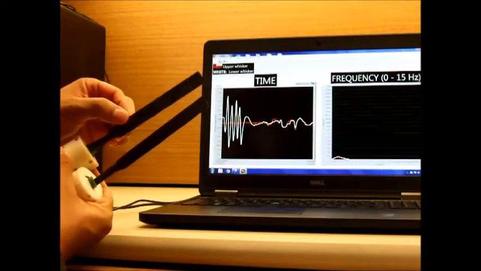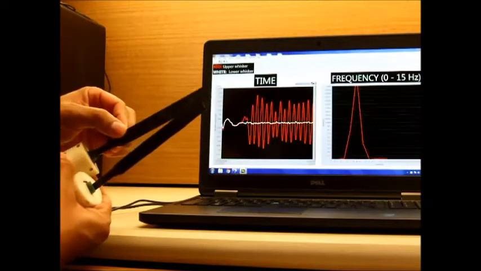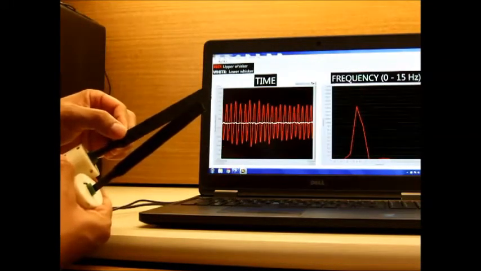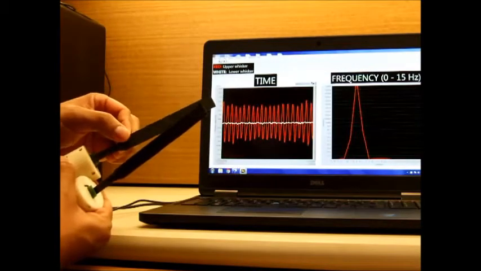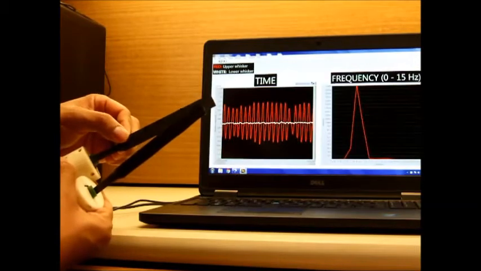We're calling that the upper whisker. You'll see now the white remains flat and there's a sinusoidal excitation. Time domain on the left, it's very periodic looking, and in the frequency domain there's just one spike corresponding to the frequency of excitation.